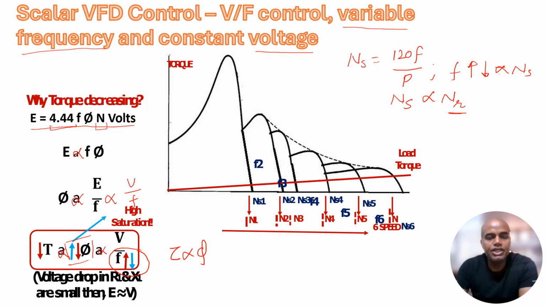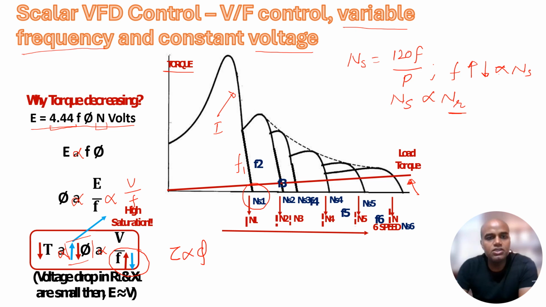So therefore, taking the torque slip characteristics over here, let's say this is the torque axis and this is my speed axis. As we have already seen the characteristic of the induction motor, taking that into account, the red line here shows my load torque. So for a particular frequency, let's say F1, I have this first characteristic over here. So this is my first characteristic.